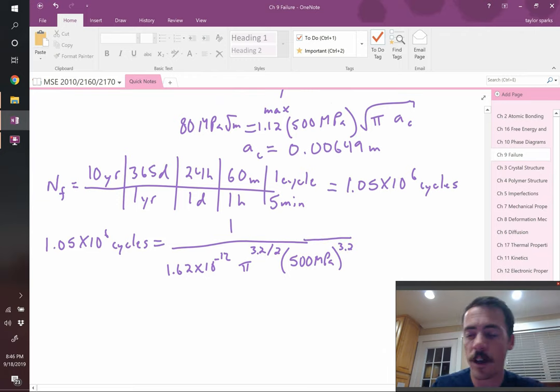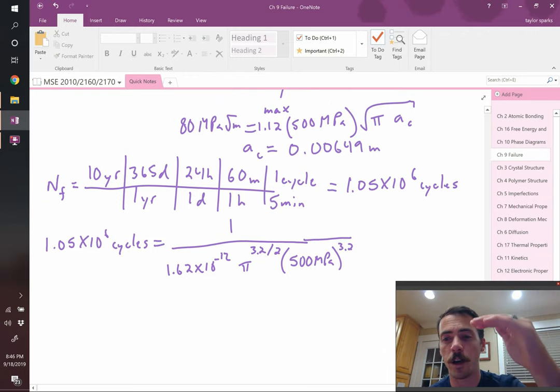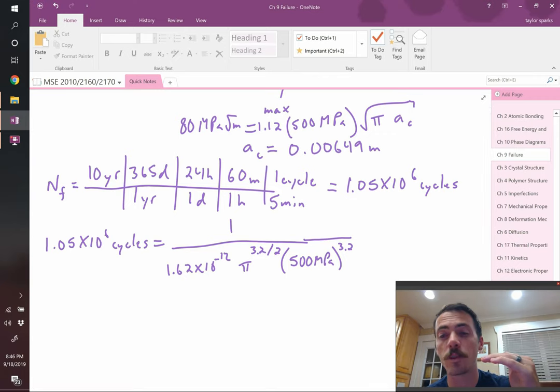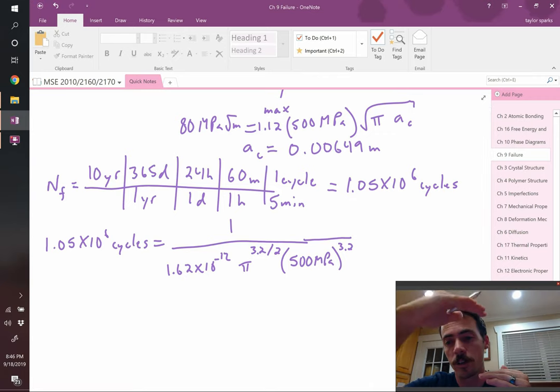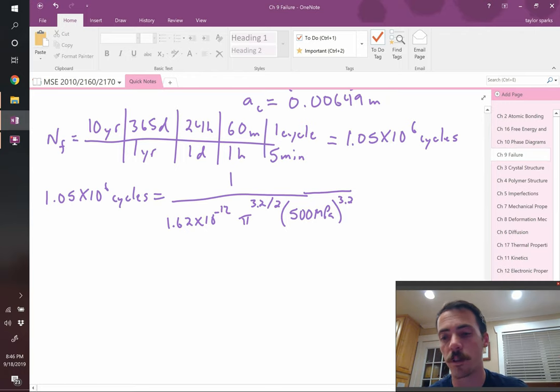Now, why is it not 560, since it ranges from positive 560 down to negative 60? The reason it's not 560 is because we ignore all the compressive part. We only look at the tensile part. And for crack growth in this class, we're assuming that no cracks grow under compression, which, again, is an assumption. And it's going to be an okay assumption for some things, and it's going to fail for others.